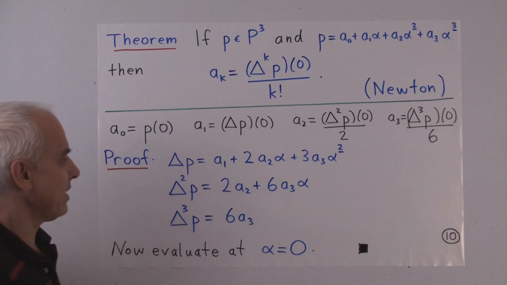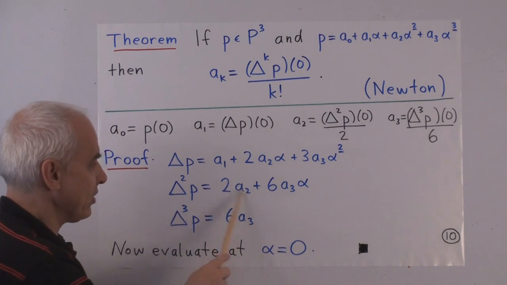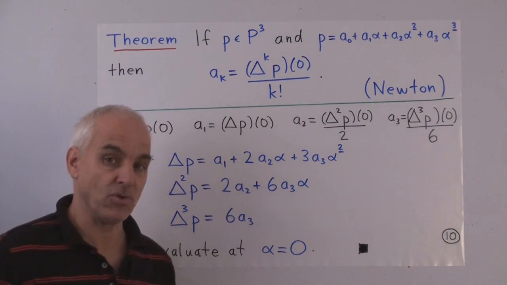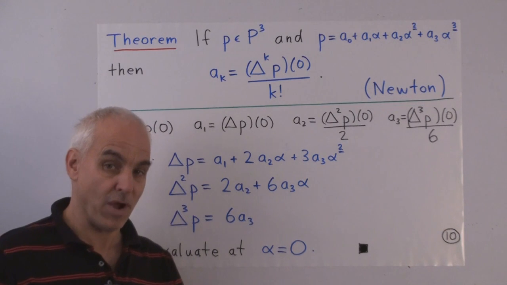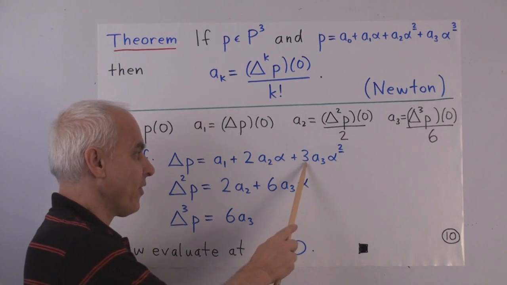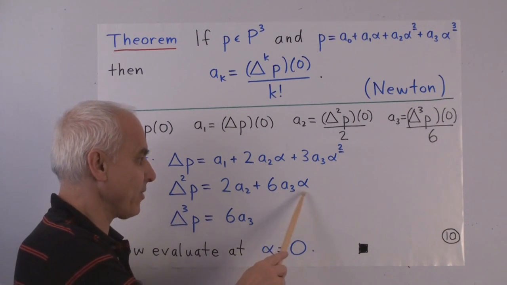Well, the A1 is killed. The alpha gets sent to 1, so this becomes 2A2. And the alpha 2 lowering is sent to 2 times alpha 1 lowering, or simply 2 times alpha. So this 3 is then multiplied by 2 to give us a 6. We get 6A3 alpha.